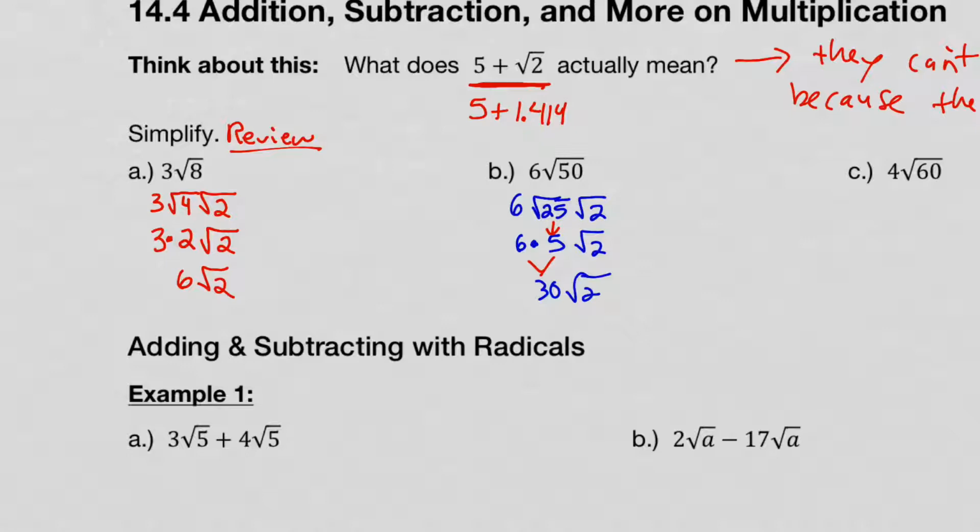So radical 50 can be broken down into radical 25 and 2. And then we chose that because 25 is a perfect square, which divides into 50 two times. So we make the 25 a 5. And then this 6 that was here from the beginning stays there until it gets multiplied by another number. So 6 times 5 would now be 30. And this radical 2 just stays in there. Okay, let's try one more.